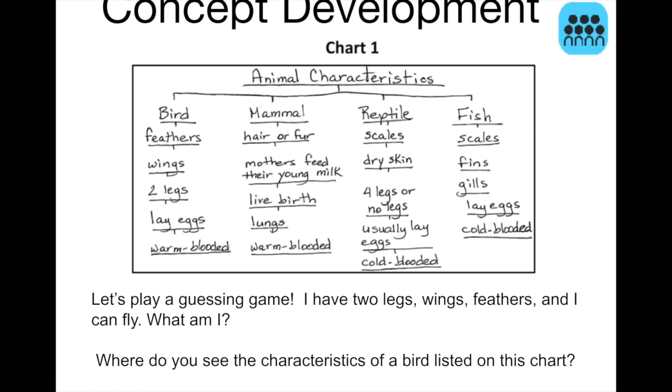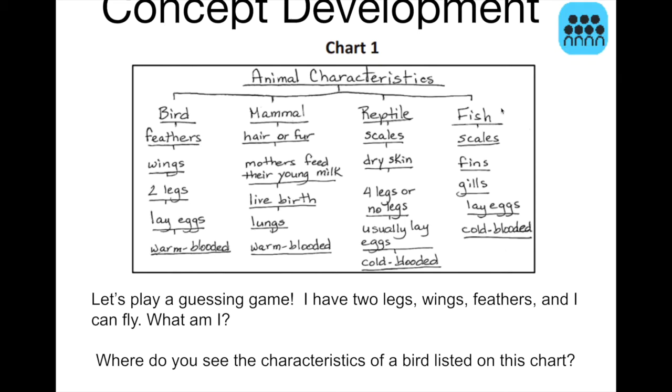For our concept development, we're going to be looking at animal characteristics. We're going to be classifying a bunch of animals so we can look at the data that comes out as a result. The 4 categories that we're going to look at first are birds, mammals, reptiles, and fish. And because we might not be super familiar with the characteristics of each of these types of animals, we'll have this chart pulled up when we go to sort our animals.